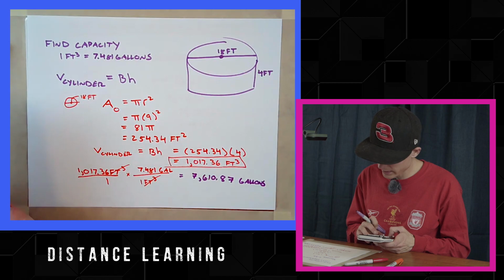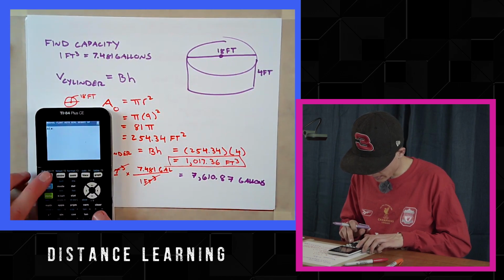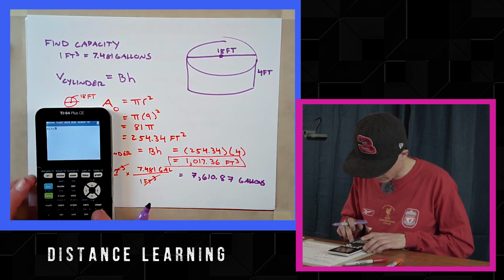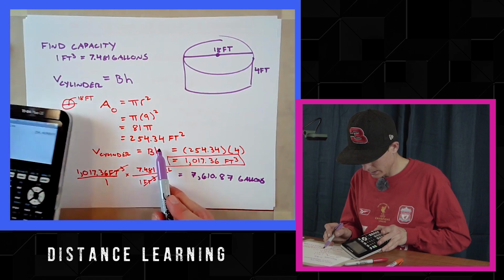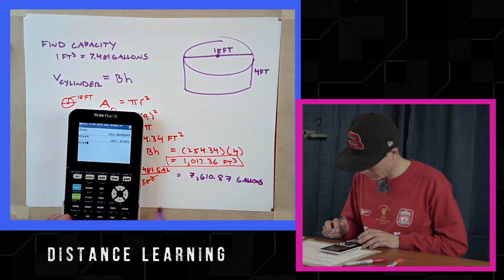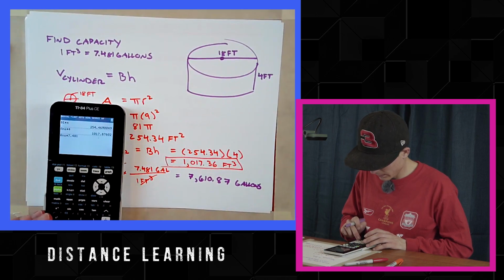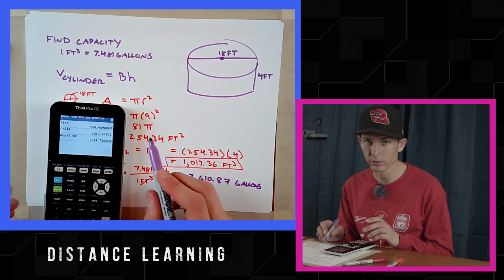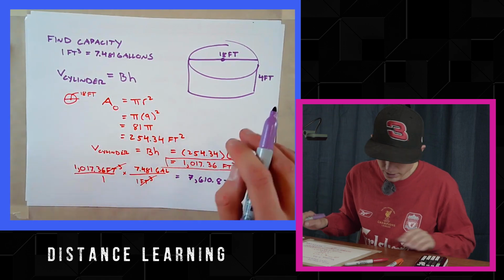So if I used pi, 81 times the pi button, not that button, 81 times pi, I'll get a little bit bigger number. And then we multiplied that number by 4, and then we multiplied that by 7.481. And you'll see I get 4 more gallons if I use the pi button rather than rounding it as 3.14. So just keep that in mind in your answer.